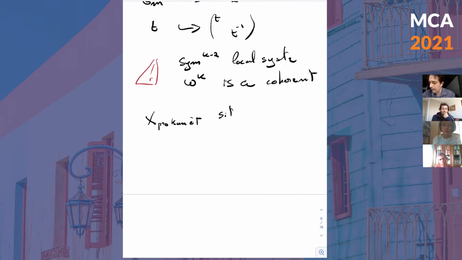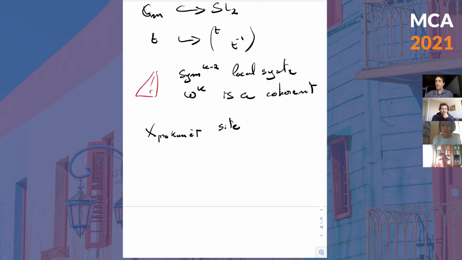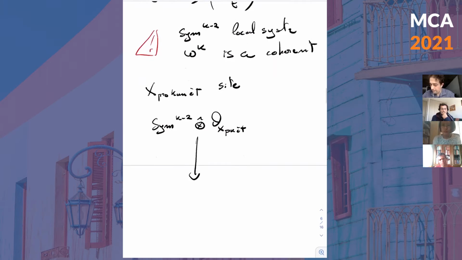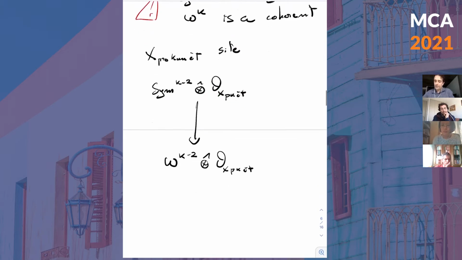This is a site. So somehow we can think of these two local systems and two sheaves on this site. And if I consider something like Sym^(k-2) tensor O_X pro-Kummer-étale, then I have omega^(k-2). I can just look at these two sheaves on this new site, as sheaves of O_X pro-Kummer-étale modules. Well, then I have this map, more or less.